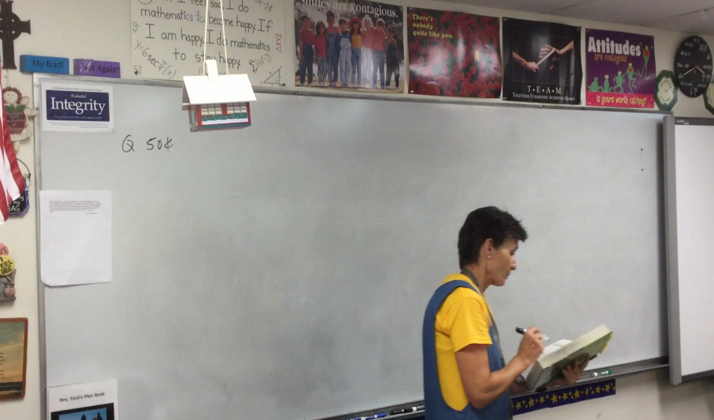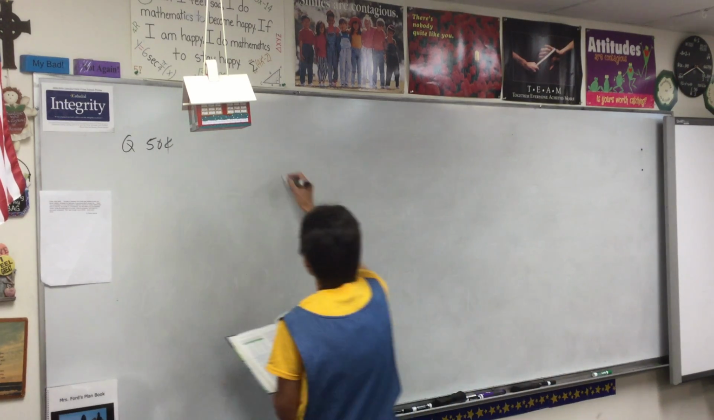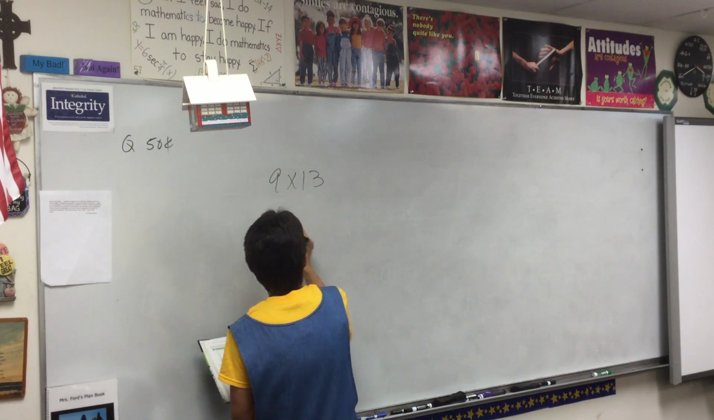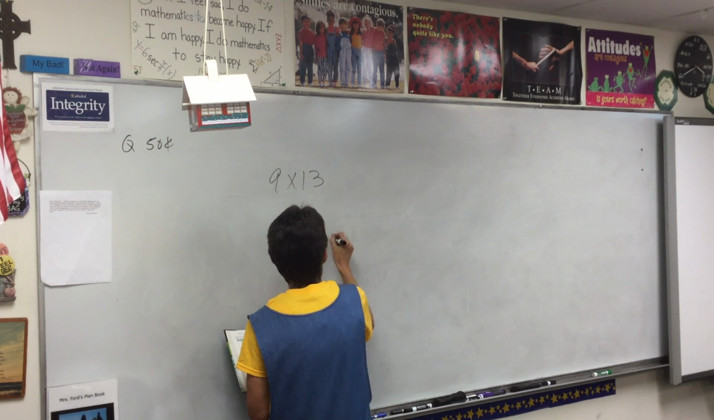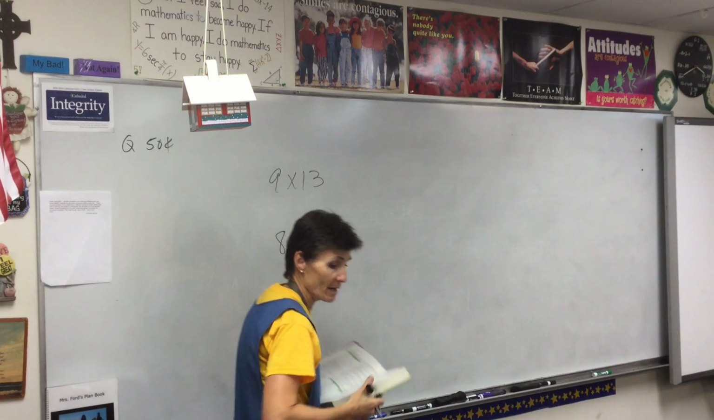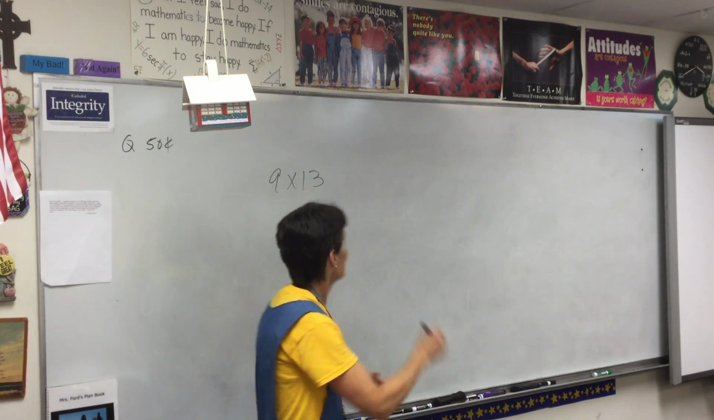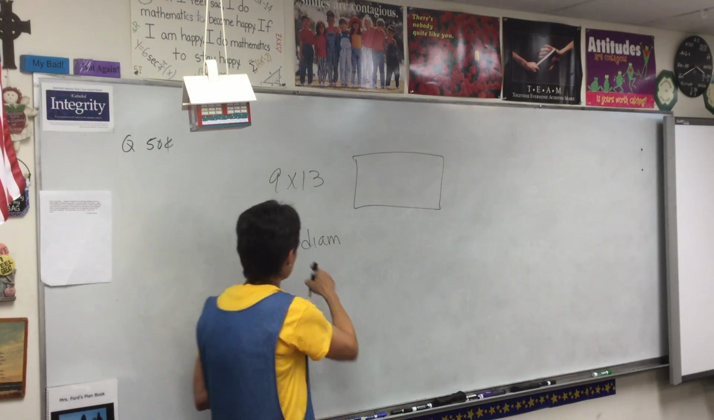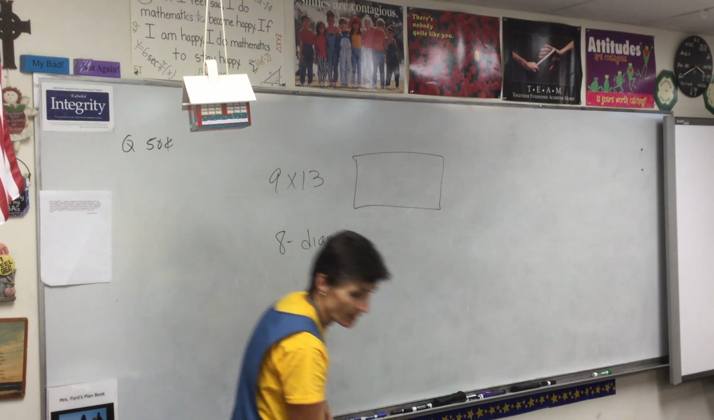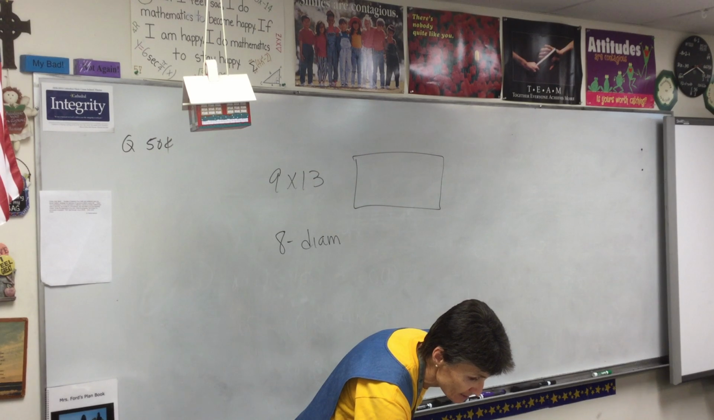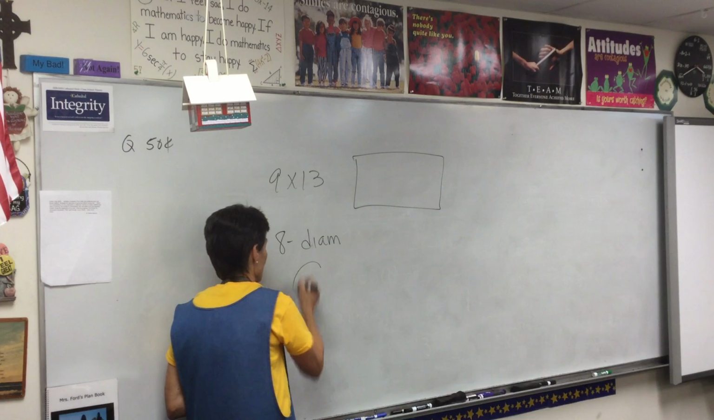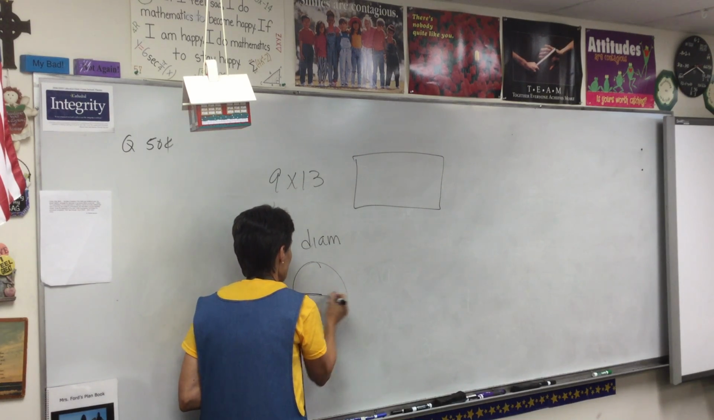Number 20. A bakery sells a 9x13 cake and an 8-inch diameter cake. So you guys have all made cakes at home, or your mom makes cakes. So you know this is your rectangular cake, it's in that pan. And then an 8-inch diameter layer cake. Isn't that what it says? Round cake is twice the height of the rectangular cake. Yeah, so this is your round cake, and it's an 8-inch diameter.